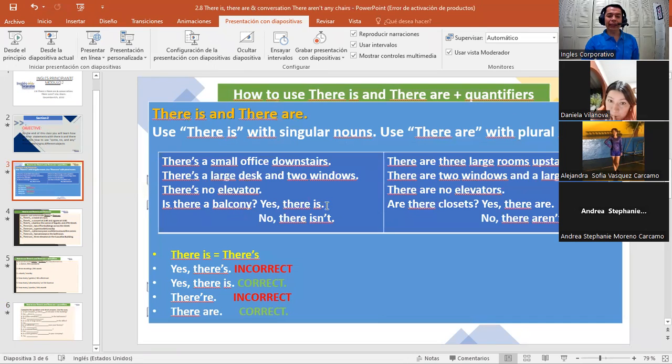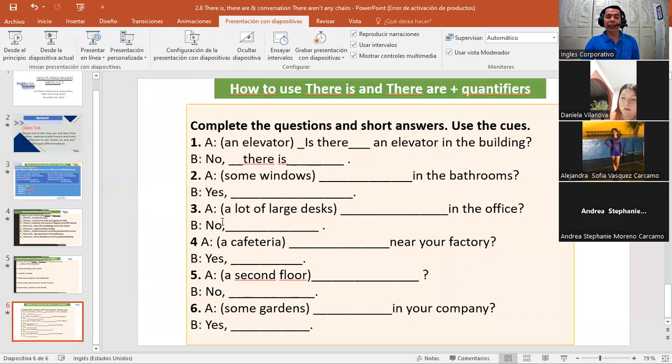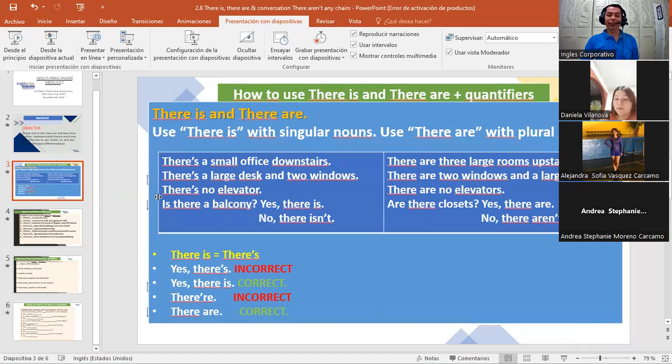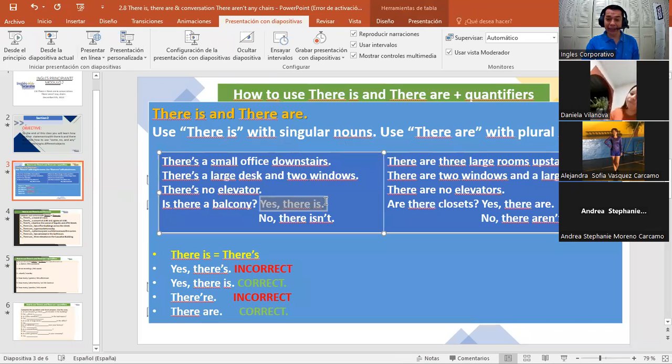Is there a balcony? Yes, there is. No, there isn't. Affirmative? Yes, there is. Negative? No, there isn't. Ok. Y aquí es negativo, mire, Sofía. So, no, there. There are. There is okay. Entonces, ahí sí estamos bien. Solo dígame qué más le falta ahí. There is. Yes, le falta. Otra vez. Adelante. Mire. Aquí está en negativo. Yes, there is, ¿ok?